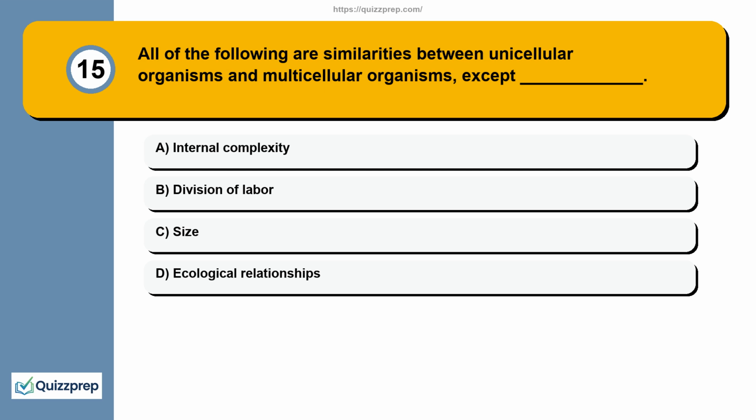Question 15. All of the following are similarities between unicellular organisms and multicellular organisms, except blank. Internal complexity, division of labor, size, ecological relationships.